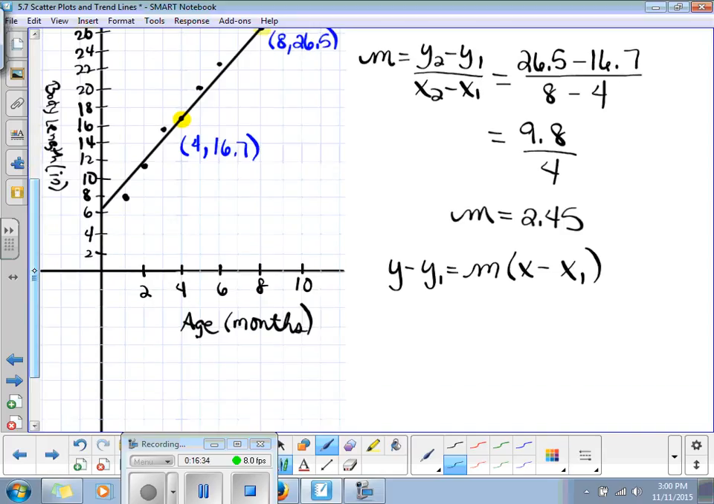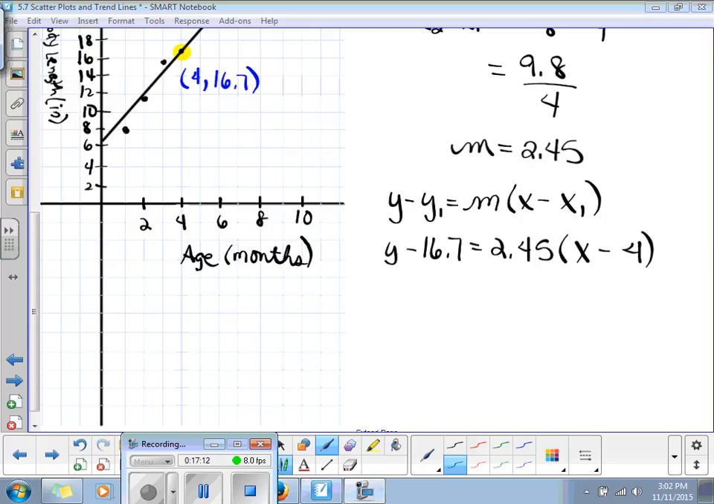So now we're going to take the 4, comma, 16.7 and put it into our formula, remembering that this is the X and this is the Y. So we have Y minus 16.7 is equal to the slope, 2.45, the one we just found, times X minus 4. And there's your point slope form. Good? Now you just solve for Y.